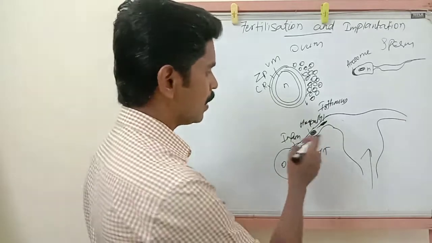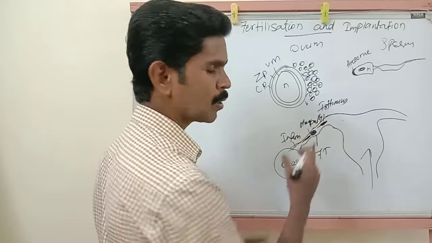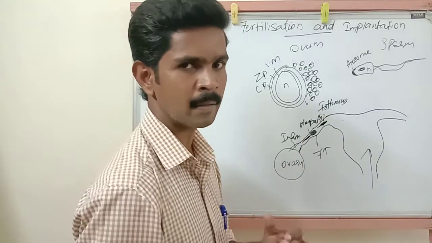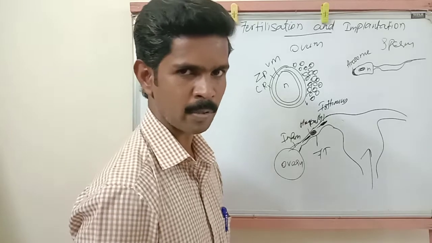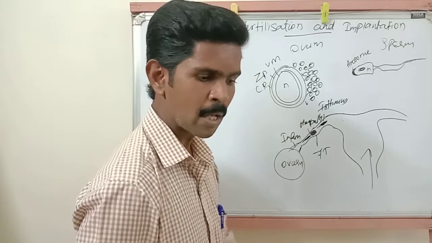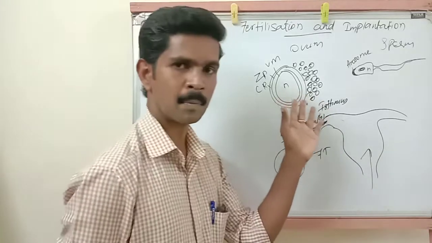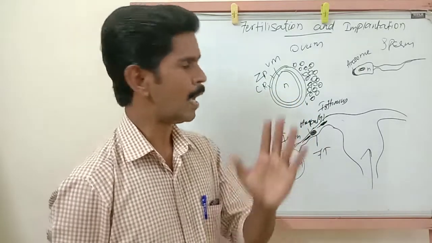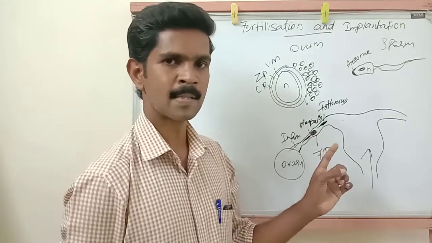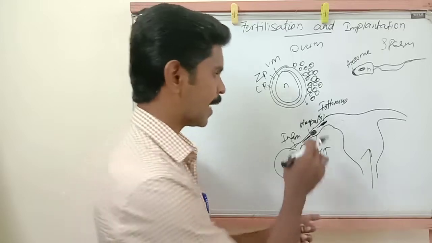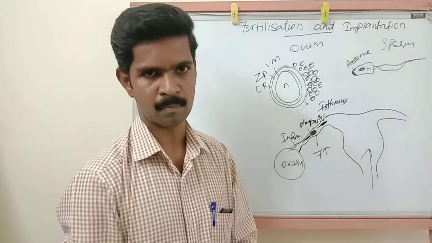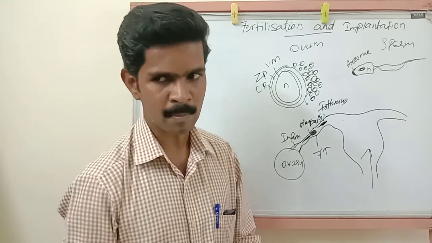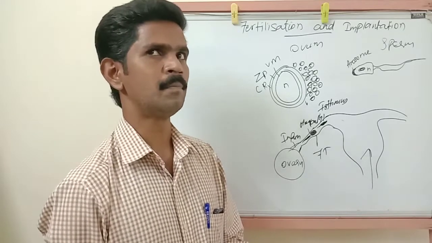Understand? So then only both the egg cell and the sperm cell can join together, and be converted into what? Zygote, diploid zygote. Understand, my dear students? So I hope you understand the meaning of the word fertilization. And mostly the fertilization process takes place at the junction of the ampulla and isthmus of the fallopian tube.